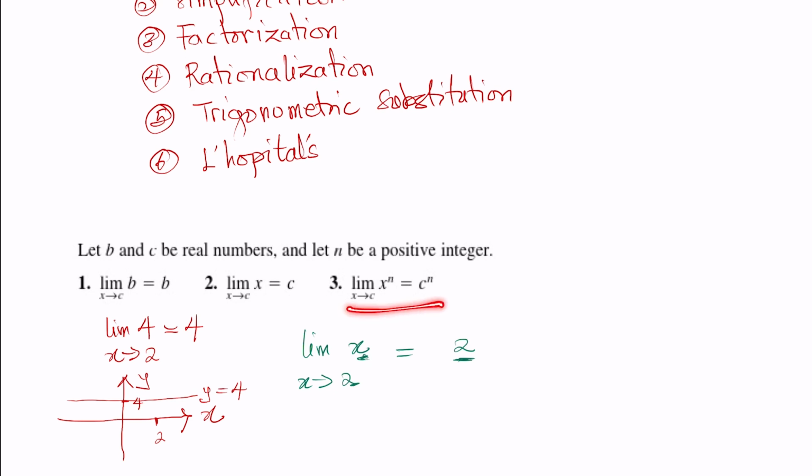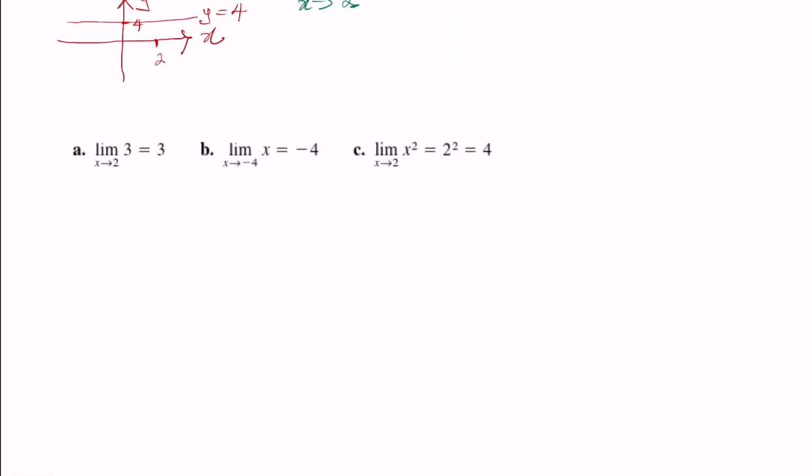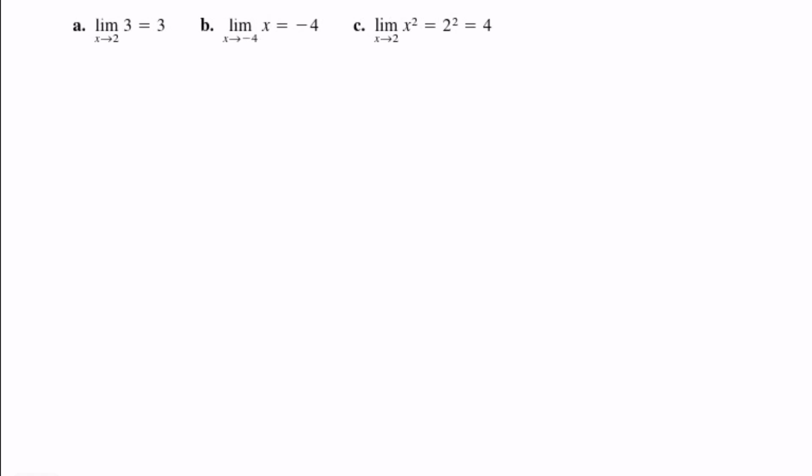Then for the third one, x raised to the power n. It's just going to be the same value substituted into x raised to the power n, and that will give us our answer. So a typical example is the limit as x approaches 2 of x raised to the power 3. So this becomes 2 raised to the power 3, which is 8. So these are the 3 basic limits you need to keep in mind whilst we look at the method of direct substitution.